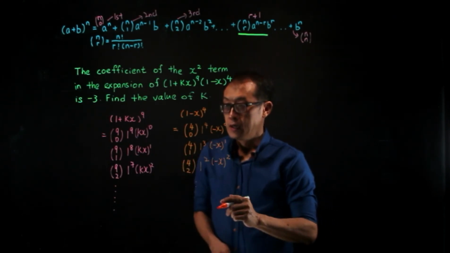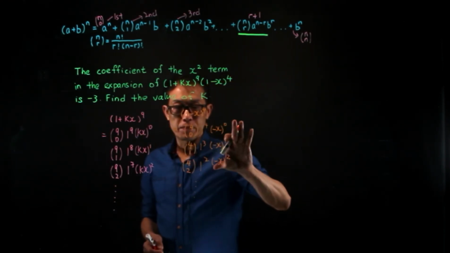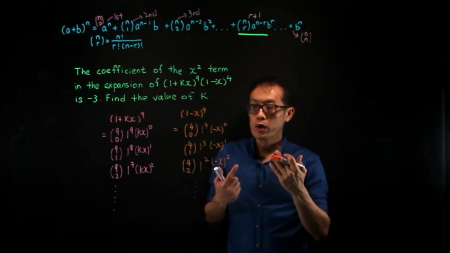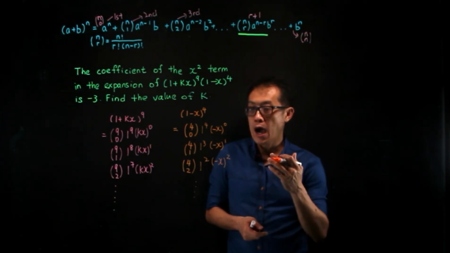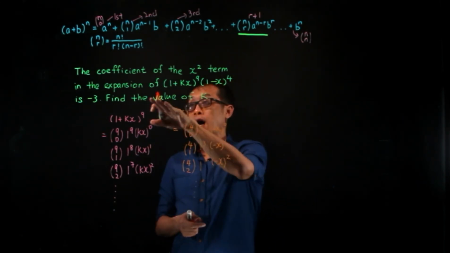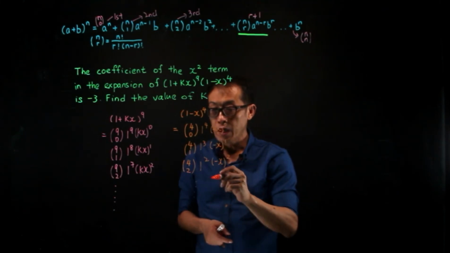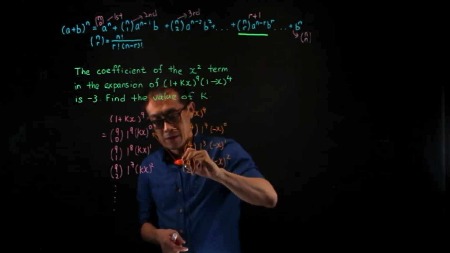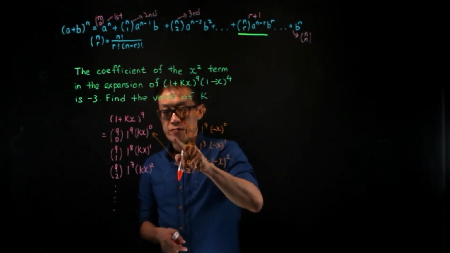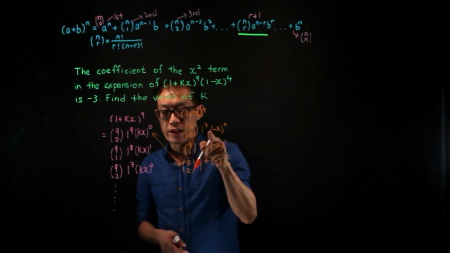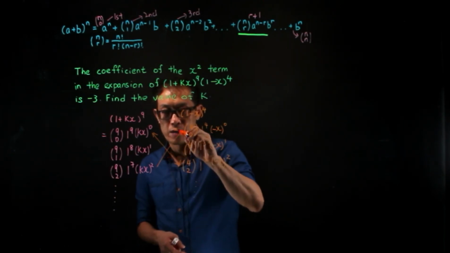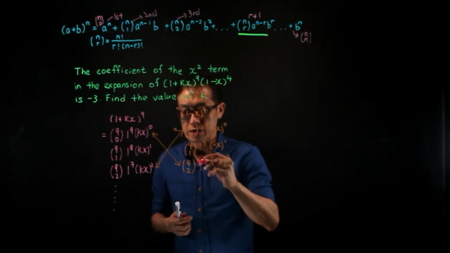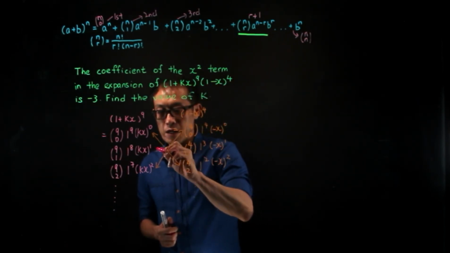Now you look at this, when this is multiplied by this, which one will give you the x squared term? This and this will give you the x squared. These two will give you the x squared. This is independent of x, and this is x squared. And this one will give you an x squared.